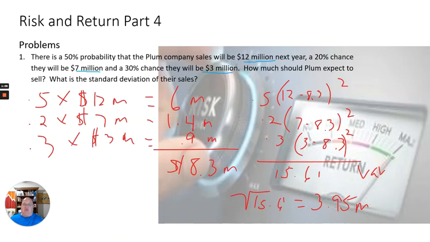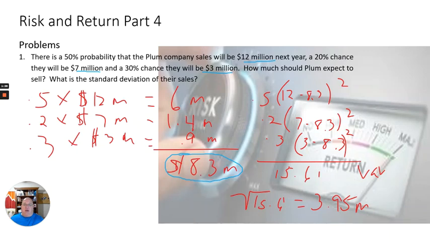When you take half of 12 million, you get 6 million. When you take 0.2 of 7 million, you get 1.4 million. And 0.3 of 3 million is 0.9. When you add it all together, you can expect next year to make about 8.3 million in sales based on those estimates. Of course, it asks what is the standard deviation of their sales.